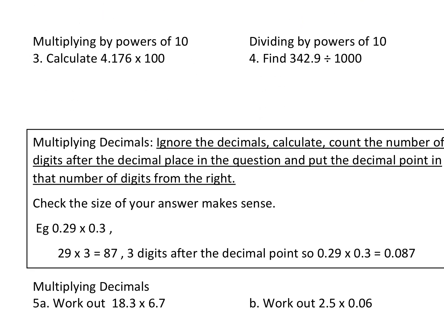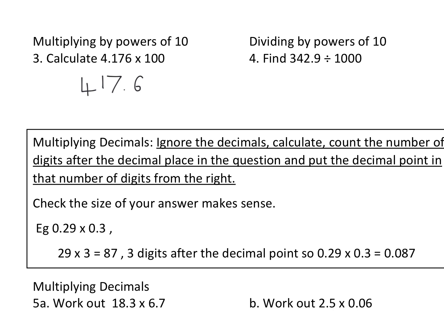Number 3, multiplying by powers of 10. So if you multiply by 100, sometimes people think about putting 2 zeros on a number, but that rule breaks down when you've got decimals. A better way to think of it is that you're moving the number 2 spaces to the left, or some people might have learned in primary school to move the decimal point 2 spaces to the right. So moving the number 2 spaces to the left, 2 positions, you end up with 417.6.